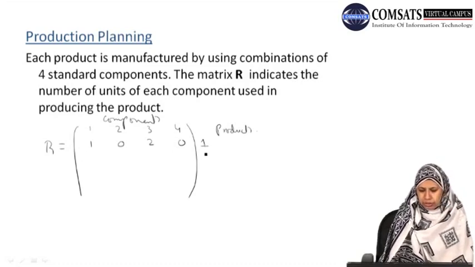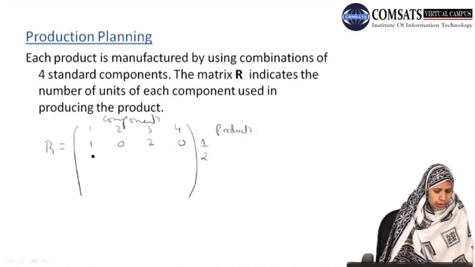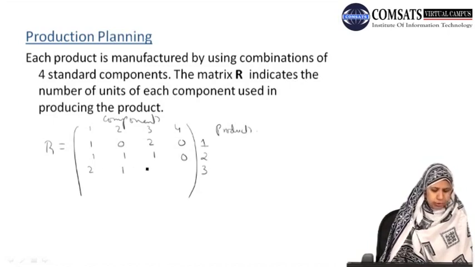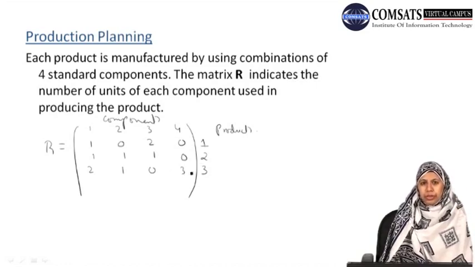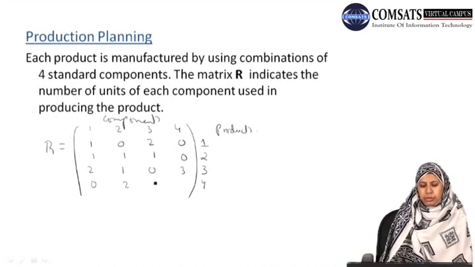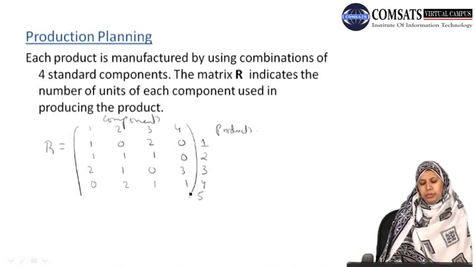As for the product 2, the product 2 requires 1 unit of component 1, 2, 3 and no units of component 4 for its manufacturing. Product 3 requires 2 units of component 1, 1 unit of component 2, no units of component 3 and 3 units of component 4 for its manufacturing. Product 4 requires no units of component 1, 2 units of component 2 and 1 unit of component 3 and 4 for its manufacturing.